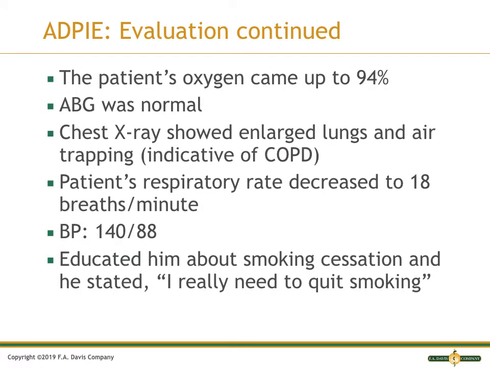So your patient's oxygen came up to 94%. Their ABG was normal. Chest x-ray showed enlarged lungs and air trapping, which is indicative of COPD. The patient's respiratory rate decreased to 18 breaths per minute after their breathing treatment. Blood pressure came down to 140/88. That's not perfect, but that's probably their baseline, and it's definitely a lot better than what it was. And then you educated him about smoking cessation, and he stated, I really need to quit smoking. So that is a good little example of the ADPI process.